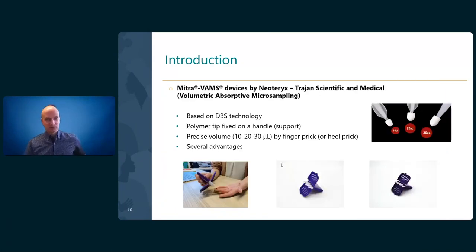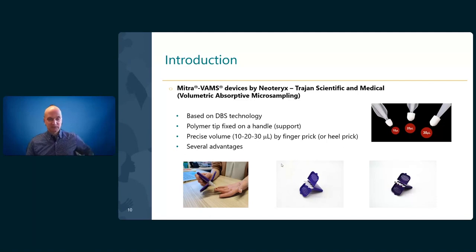As an alternative, recently there have been VAMS devices developed by Neoteryx, which is now part of Trajan Scientific and Medical. And this new technology is based on the DBS technology, on dry blood spot technology. How does it work? It's a polymer tip fixed on a handle, as you can see in the image on the right. It allows collecting precise volumes, either 10, 20, or 30 microliters, by finger prick or heel prick, especially for babies, for newborns. And it has several advantages that I will mention quickly.